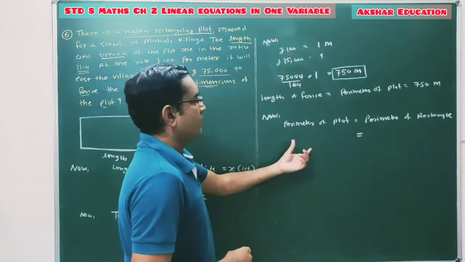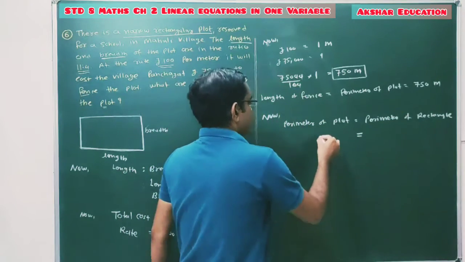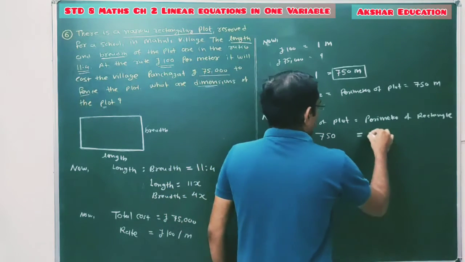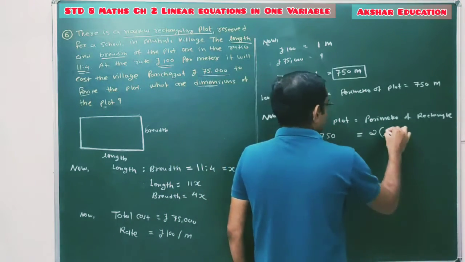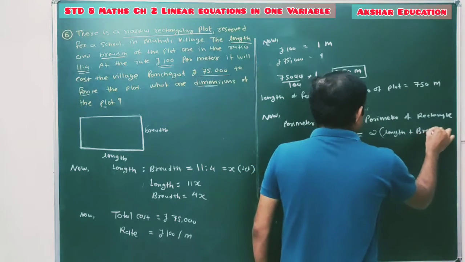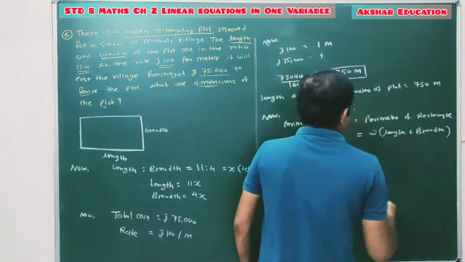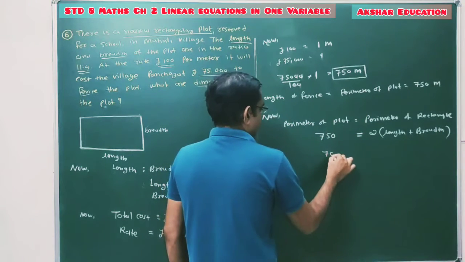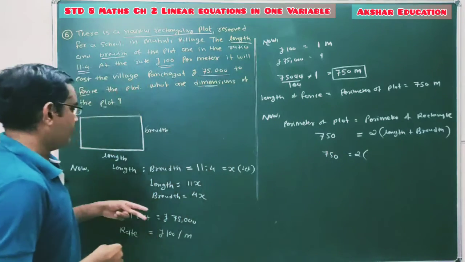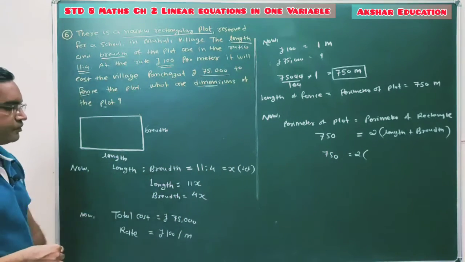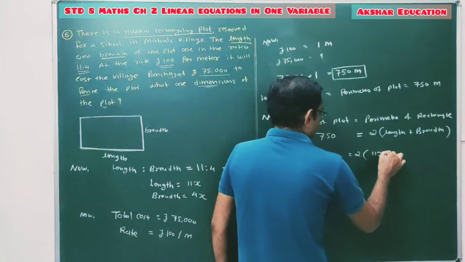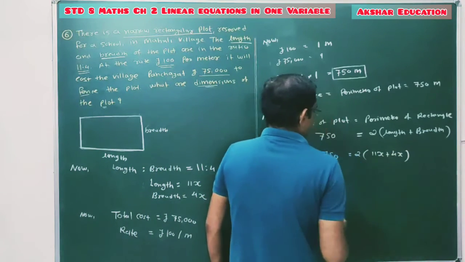So perimeter of plot is equal to 750 meter. Perimeter of rectangle is twice of length plus breadth of the rectangle. So 750 equals twice of length and breadth that we have derived by using the given ratio, 11x plus 4x.